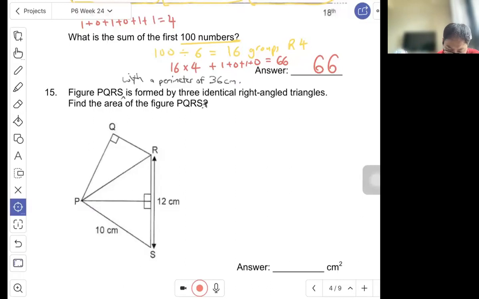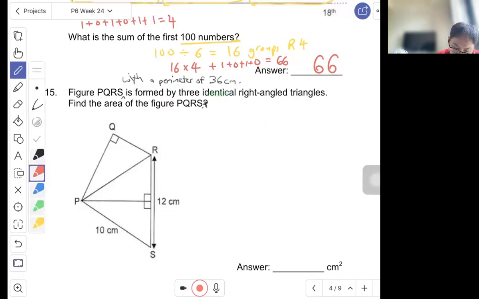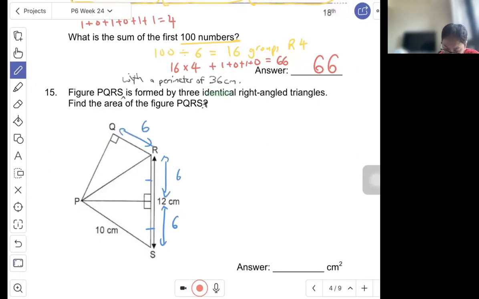So question 15, it says figure PQRS with a perimeter of 36 is formed by three identical right-angled triangles. So the keyword here is identical. First, if you look at the diagram, you can see that this is 12. Since identical is the same, divided by 2, here is 6 cm, here is 6 cm. So here will also be 6 cm. And the perimeter is given as 36. So you minus the 10, 6, 6, 6, you can find PQ. So PQ is 36 minus 10 minus 6 minus 6 minus 6, which gives you 8.